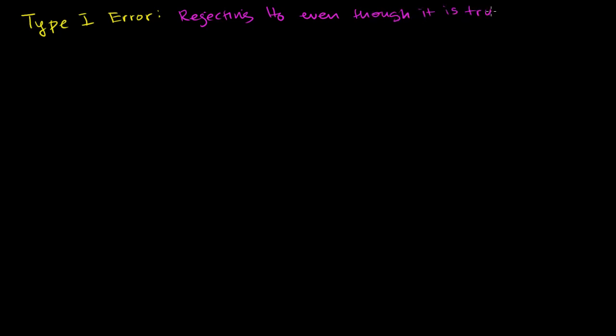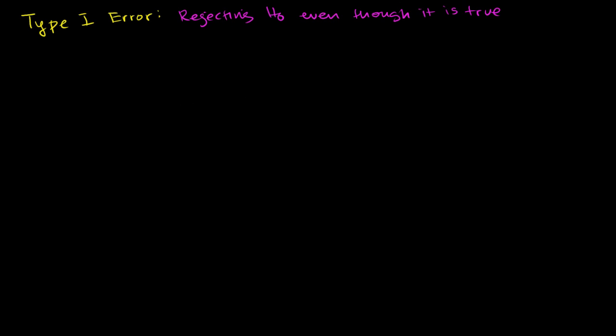I want to do a quick video on something that you're likely to see in a statistics class, and that's the notion of a type 1 error. Type 1 error. All this error means is that you've rejected the null hypothesis even though it is true. Even though it is true.